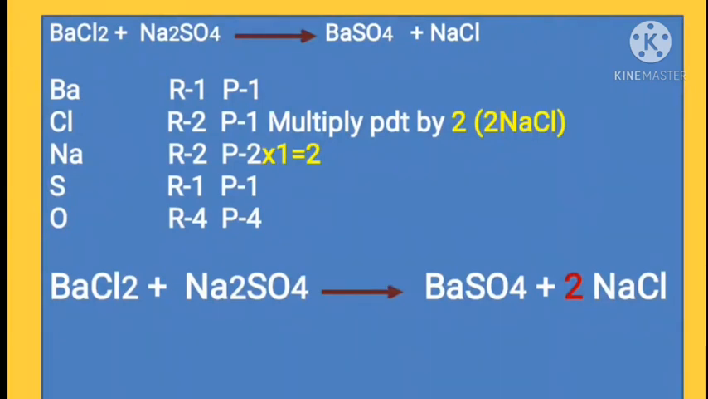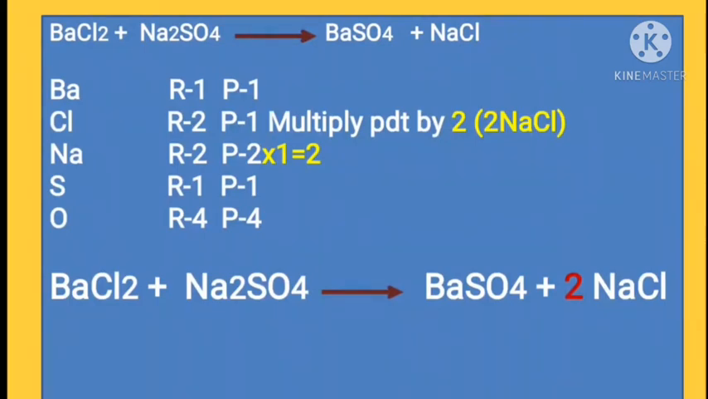BaCl2 plus Na2SO4 gives BaSO4 plus NaCl. Let us balance now. How many barium are on the left side? We have only 1. And in product side we have 1. Chlorine, 2 chlorine atoms, and on the right hand side we have only 1. So how can we do? We can multiply the product side by 2. So 1 NaCl now becomes 2 NaCl.